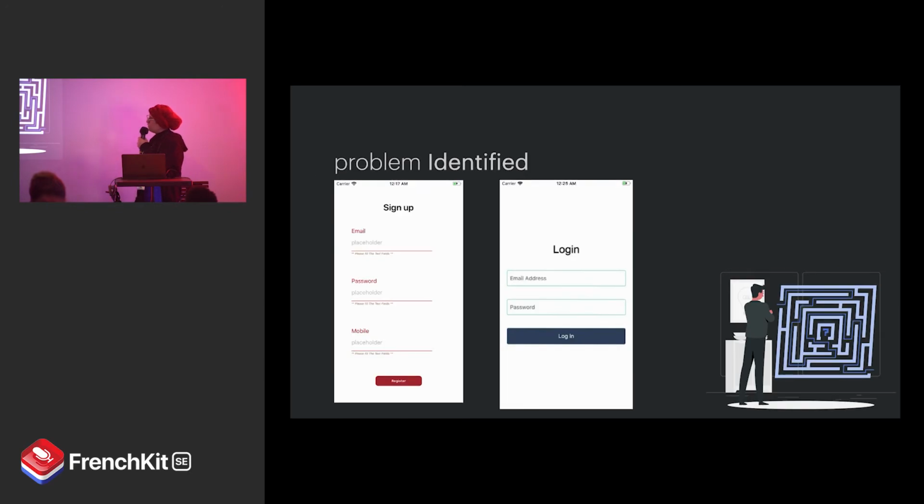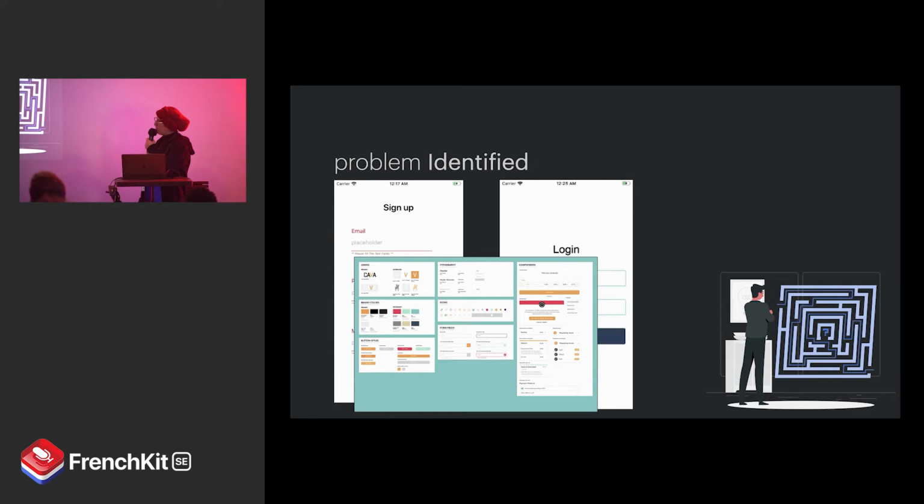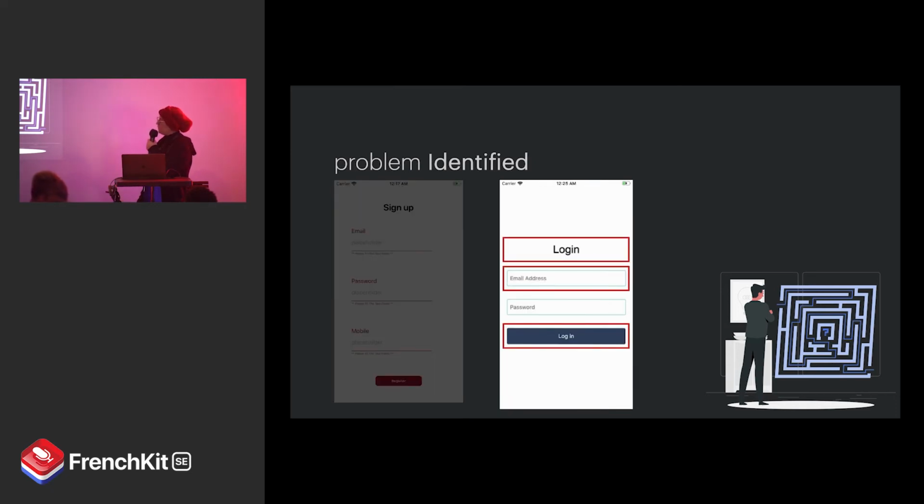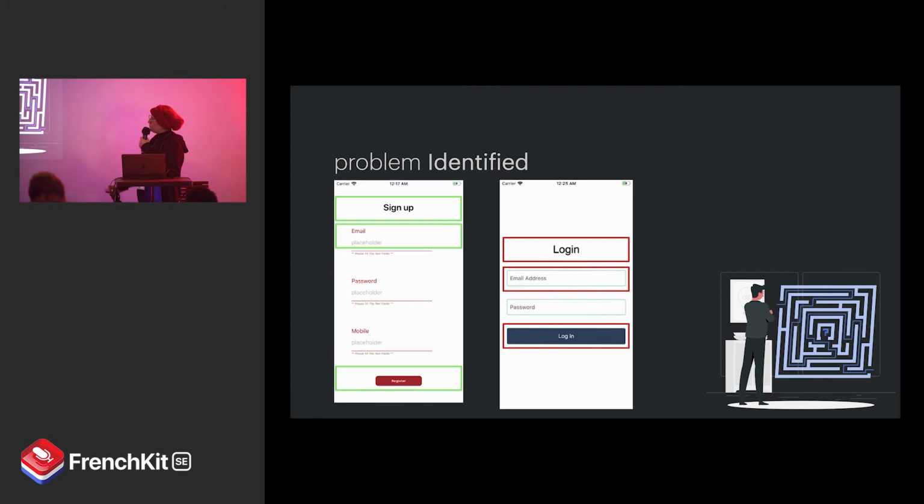If we take the sign up and login screens from before, in which we apply a style guide, we'll find that, in contrast to the sign up page that matches the design system, the login page doesn't match it because it uses a different font, different text field styles, different colors, and a different button style. So to standardize this, we should replace this atom with the right one in green.